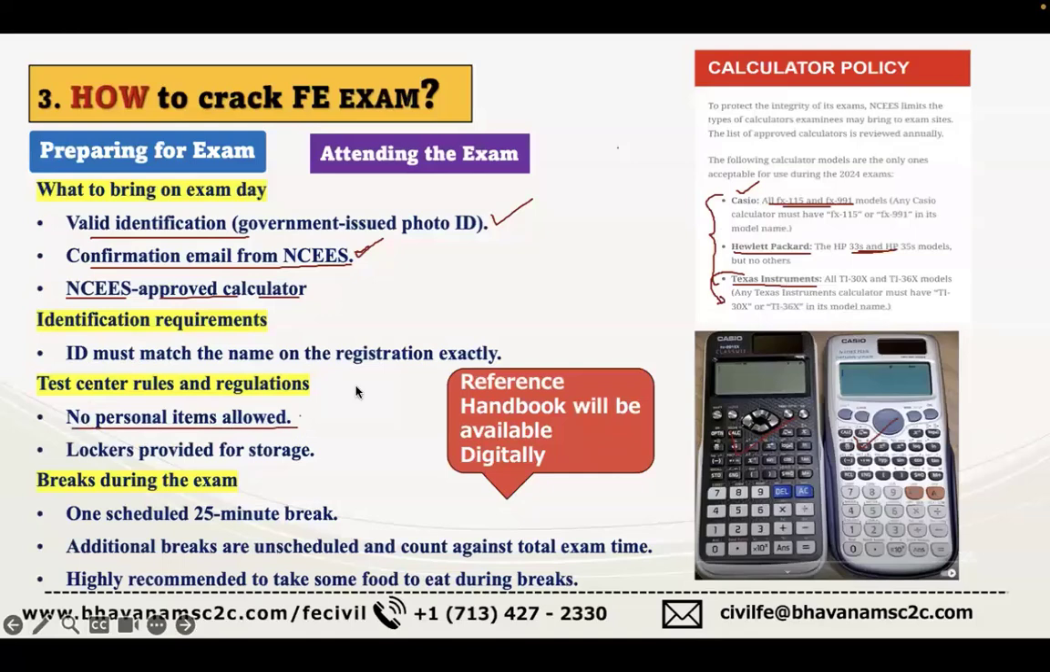And no personal items are allowed, and they will provide some lockers during the exam. There will be a break, obviously 25 minutes. So here are some suggestions to take some food during the breaks, etc. to maintain your energy levels.